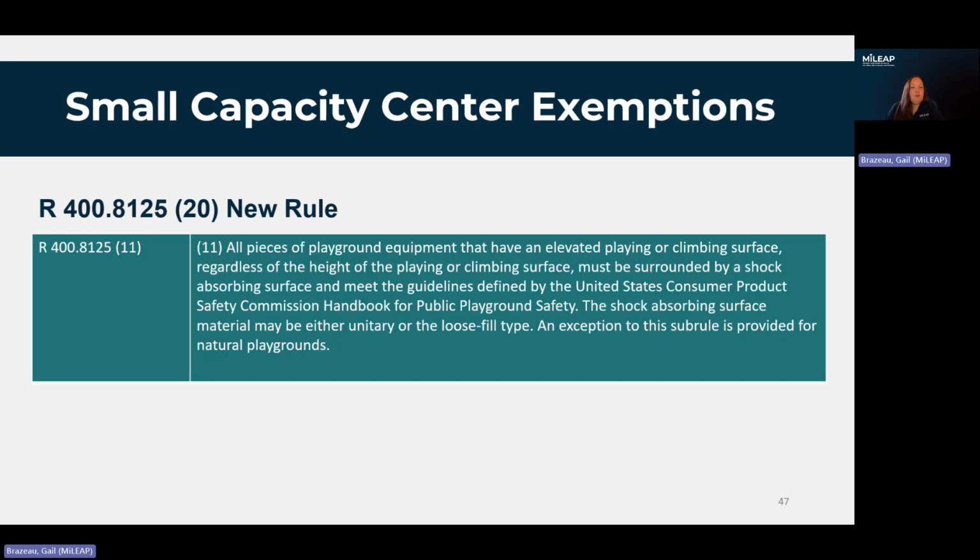And finally, Rule 8125, sub-rule 11: all pieces of playground equipment that have an elevated playing or climbing surface, regardless of the height of the playing or climbing surface, must be surrounded by a shock-absorbing surface and meet the guidelines defined by the United States Consumer Products Safety Commission Handbook for Public Playground Safety. The shock-absorbing surface material may be either unitary or loose fill type. An exception to this sub-rule is provided for natural playgrounds. Again, this is a rule that has existed for centers, but small capacity centers would be exempt from this rule.